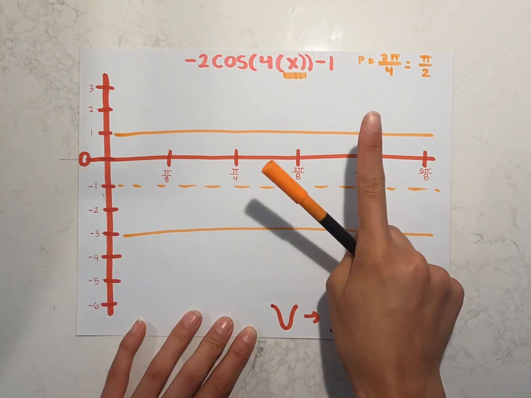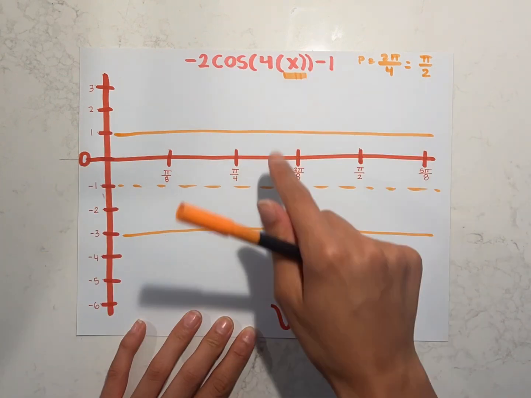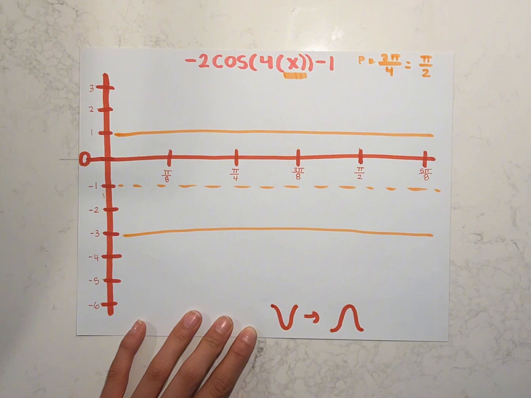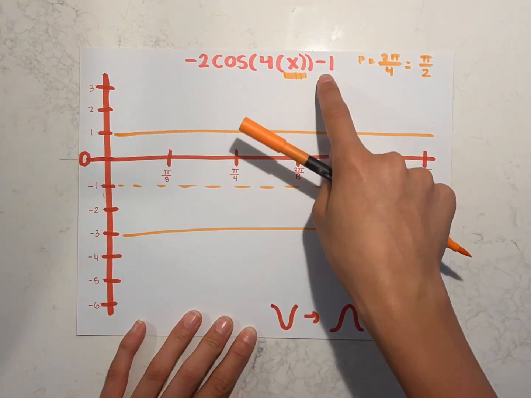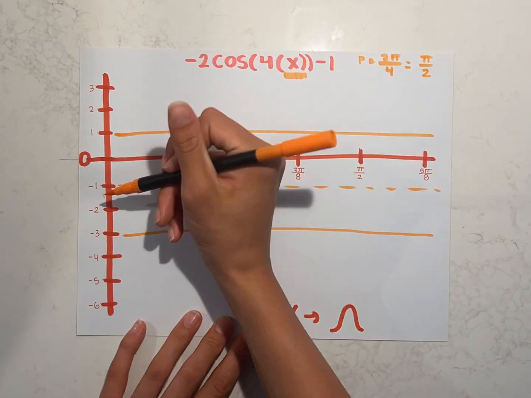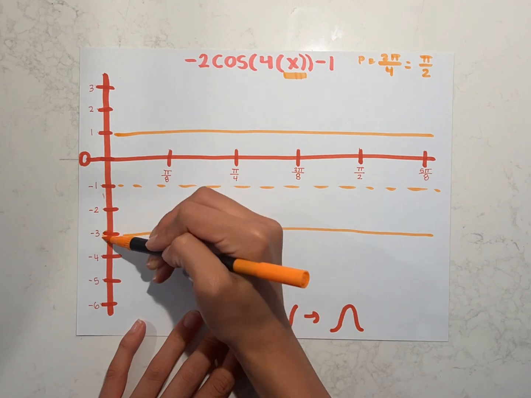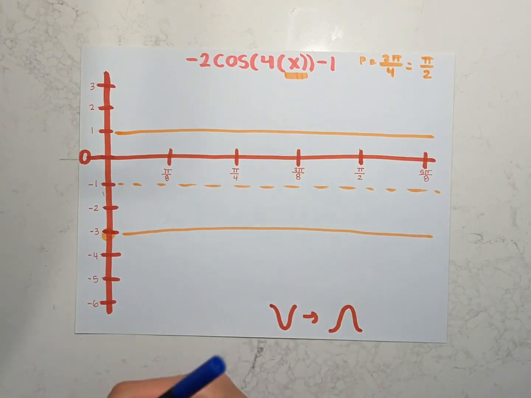Following that, we are going to start by marking our beginning and end points of our graph. So our beginning point, since there's no phase shift, is going to be at the bottom, which is our minimum, at 0.